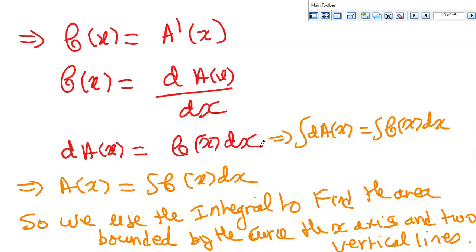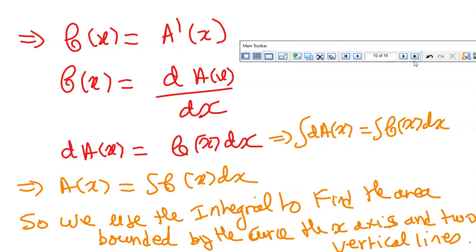So this is the proof, guys. This is a proof. You don't need to do the application for this one, but here I'm proving for you why we use the integral. How do we find the area? We use the integral. So we use the integral to find the area bounded by the curve, the x-axis, and two vertical lines. It could be between two curves. We will see how to find it.